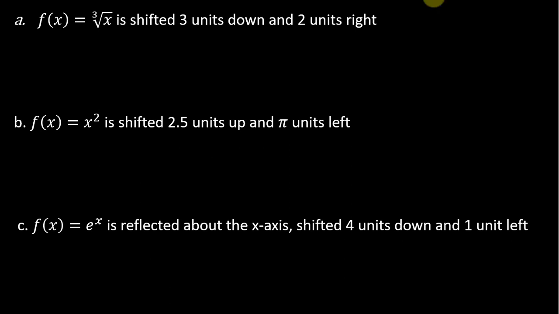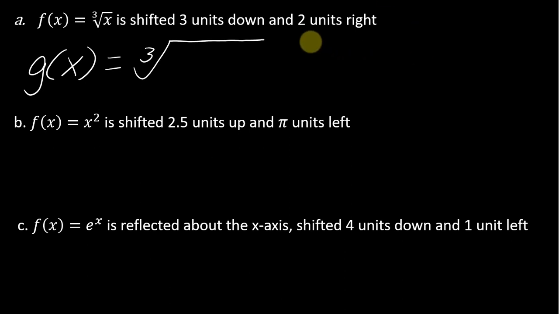So I'm going to give you a function and tell you how I want it translated or reflected, and then you have to tell me what the equation of the new function is. In the first case, I've got the cube root of x shifted 3 units down and 2 units right. So we're going to write a new function, g of x, and I'm just going to do stuff to the cube root of x.